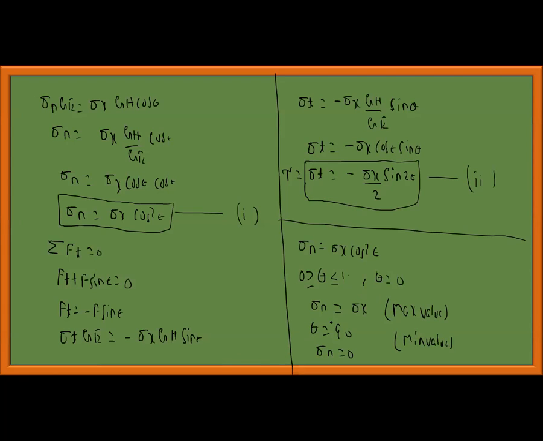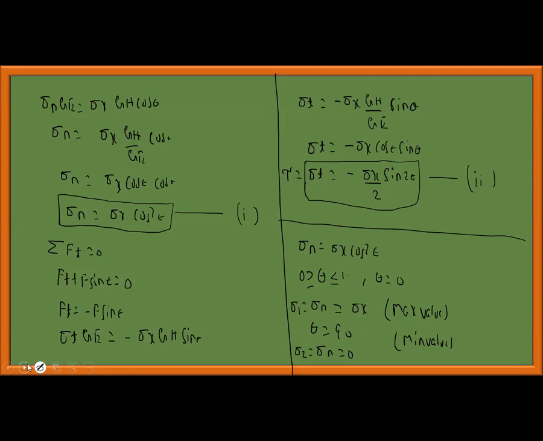Instead of maximum value, I will call it sigma 1. The minimum value, I will call it sigma 2. These are called principal stresses. The maximum principal stress in a bar subjected to uniaxial loading is sigma x itself, the same P by A, and the minimum principal stress sigma 2 is equal to 0. This we should keep in mind.